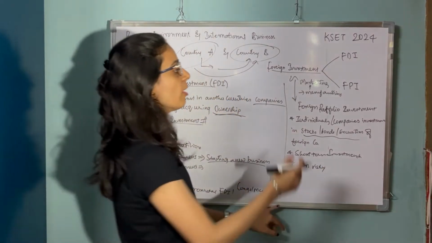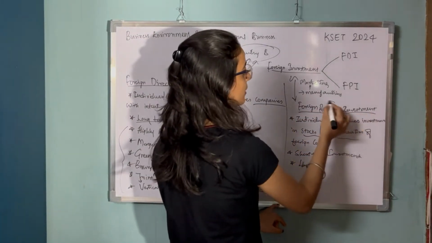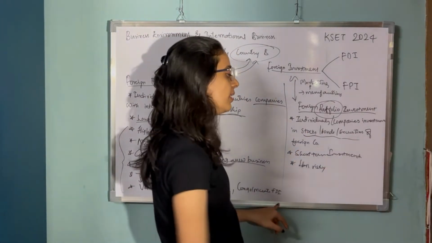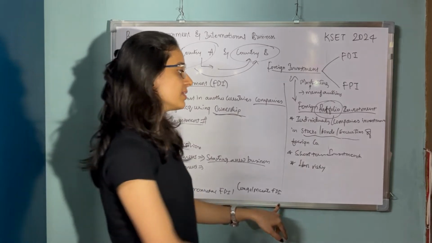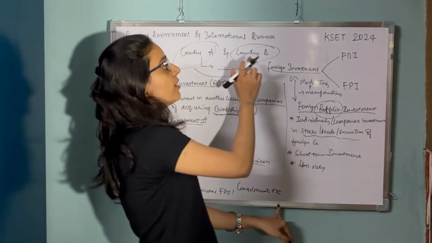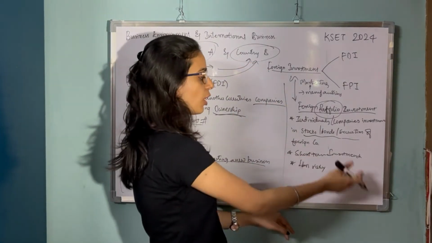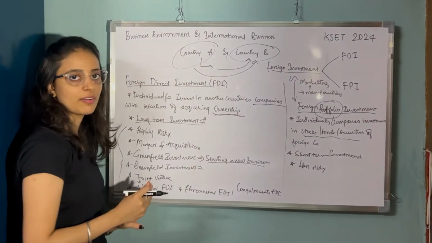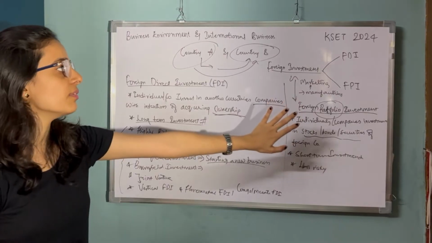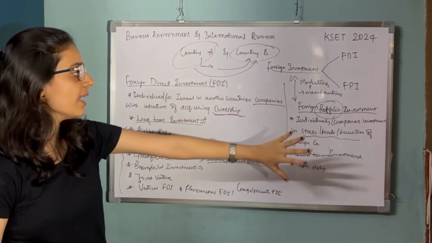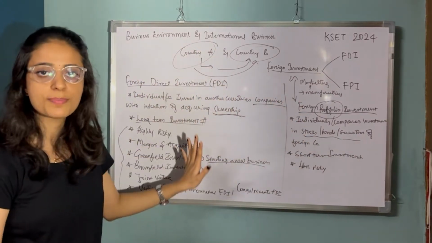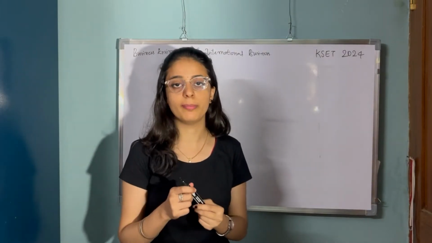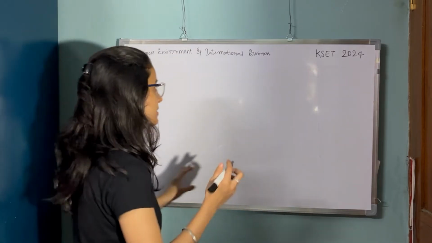So this is about foreign portfolio investment, building our portfolio by investing in different types of securities, stocks, bonds, securities of foreign companies, which is a short-term investment and which is less risky compared to foreign direct investment. So these are the two types of investment, FDI and FPI, and we have looked into the whole concepts related to it. Now let's look into the concept of BOP, that is balance of payments.